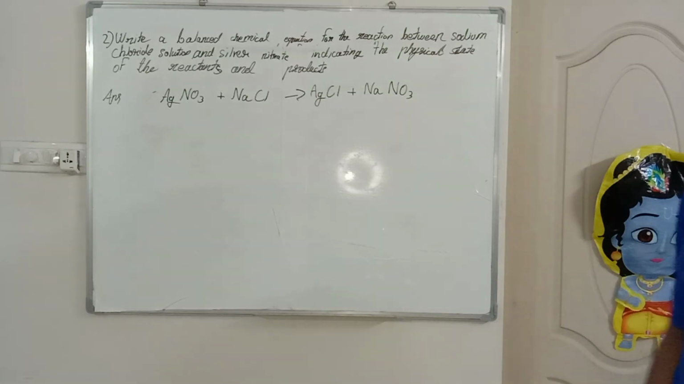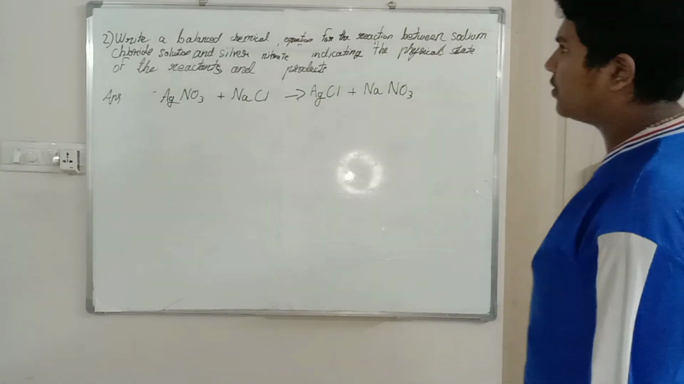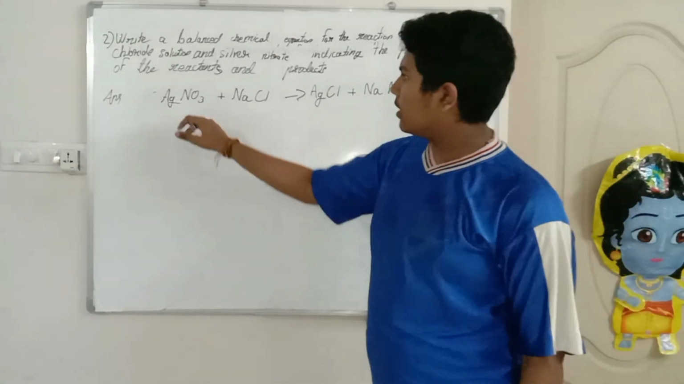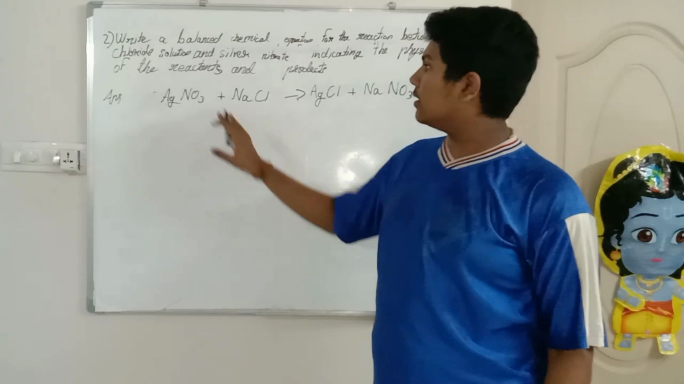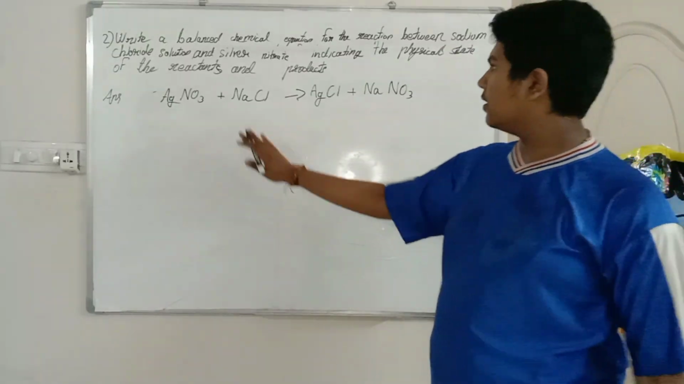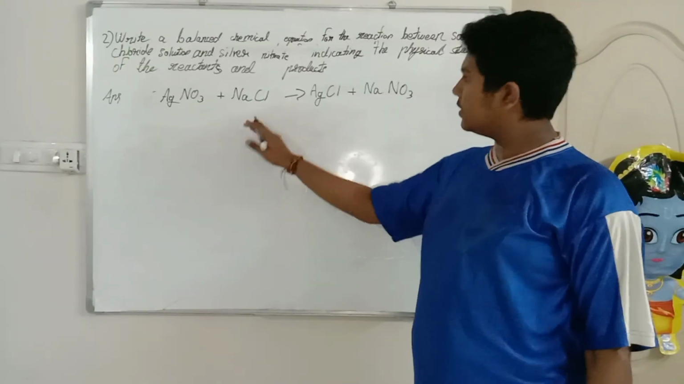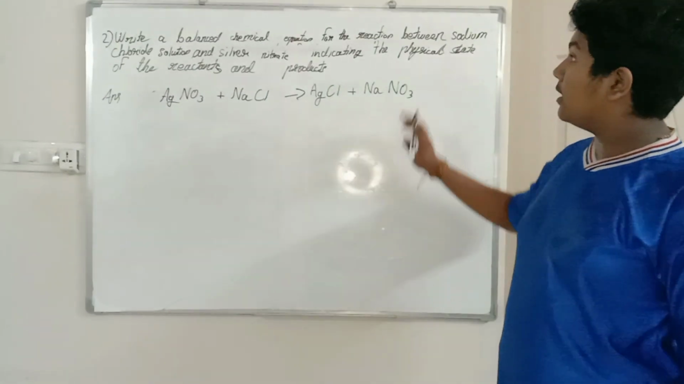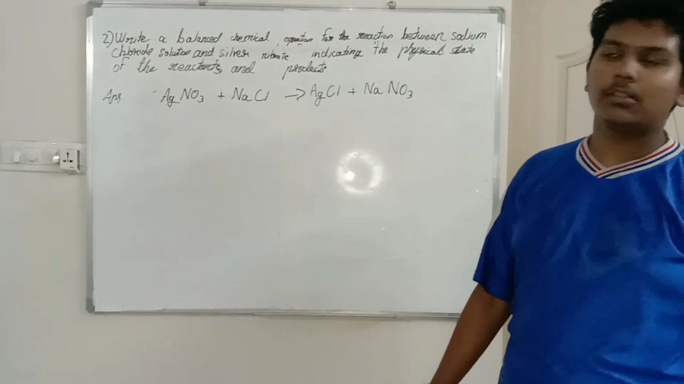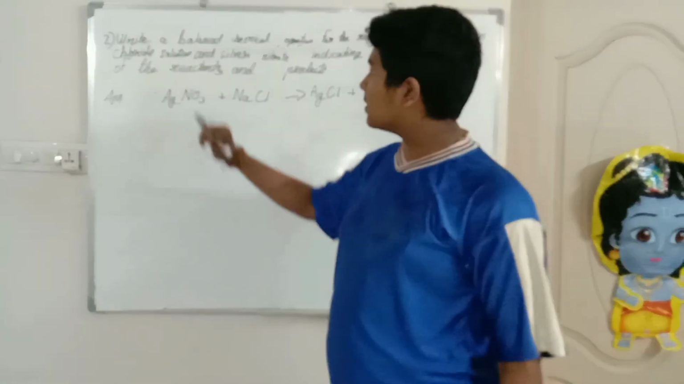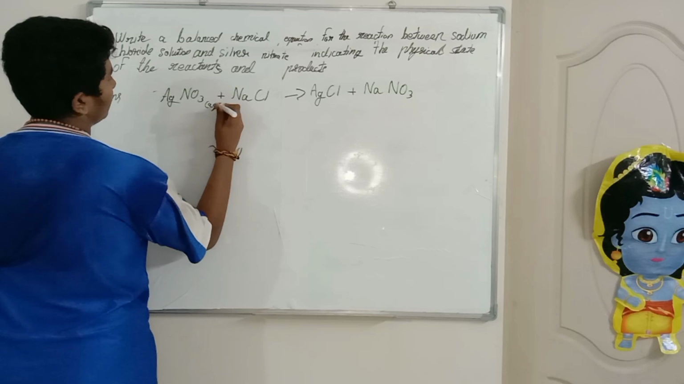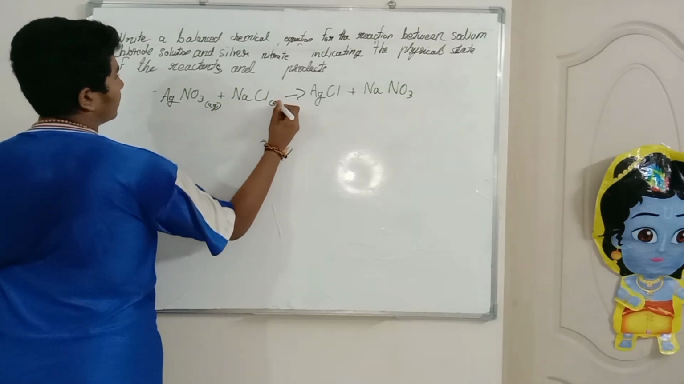So, is there anything you have to balance? Do you have to balance anything or not? It's already balanced, right? Let's see. Ag 1, 1, NO3, NO3, Na is also 1, Cl also 1. So nothing needs balancing now. And now they ask you the physical states. So they told you this is a solution, so this will be aqueous. Here also aqueous.